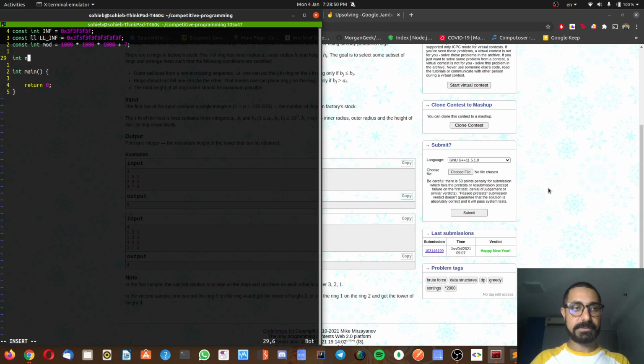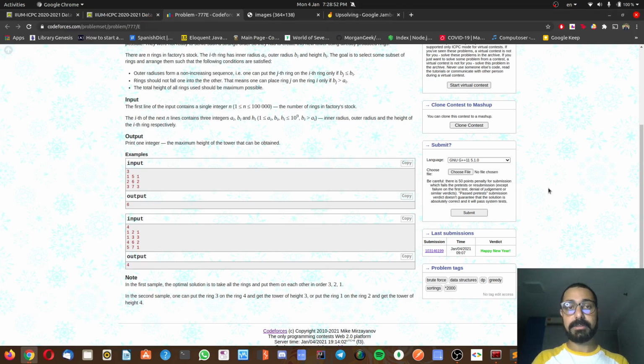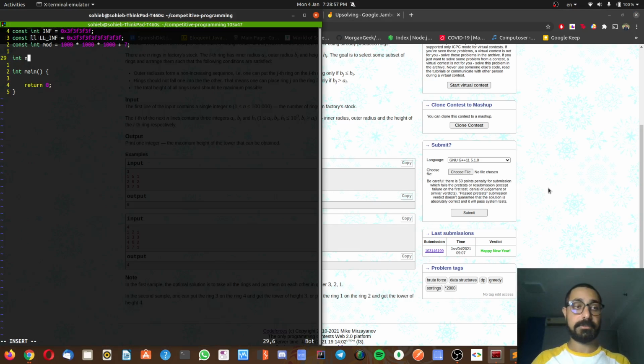So first, let's get the input n, and then three values: inner radius, outer radius, and height. So n, and then we have three values, so a pair of int and int and another int. Let's call the array of size n.